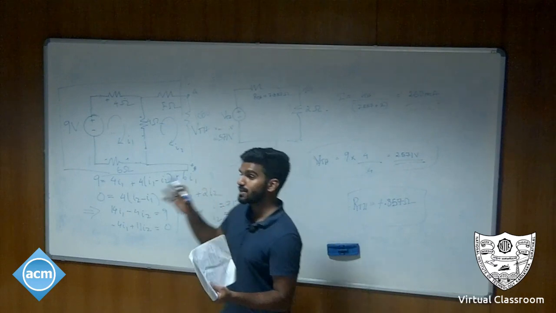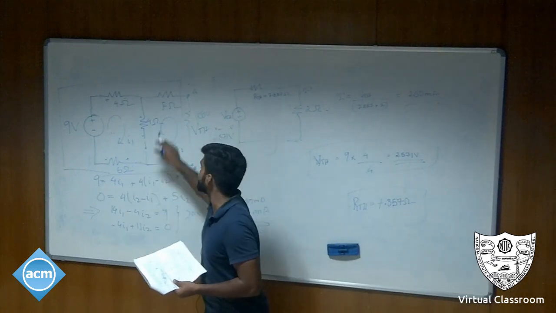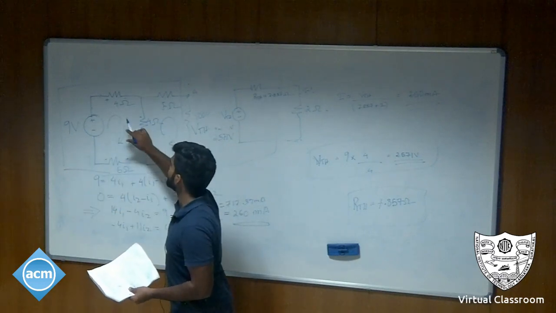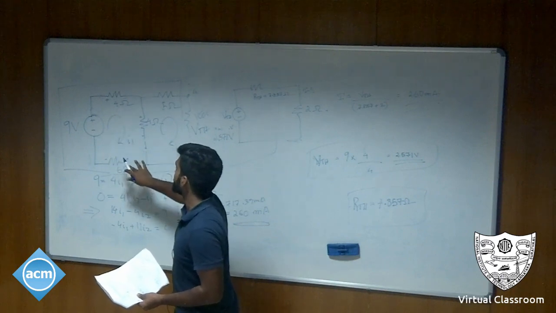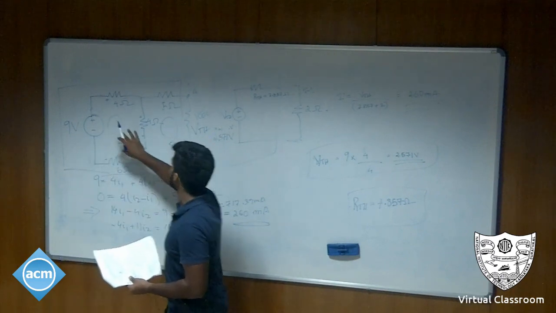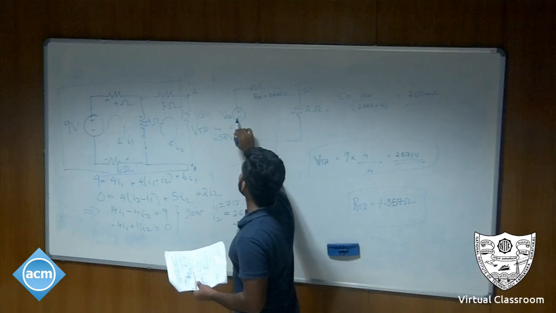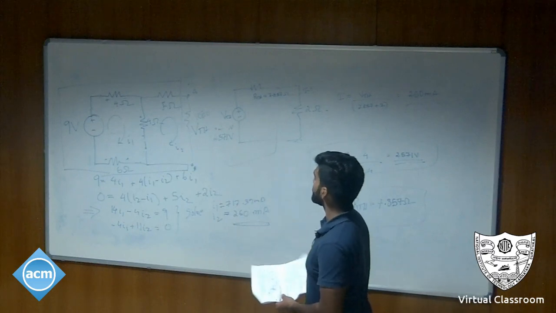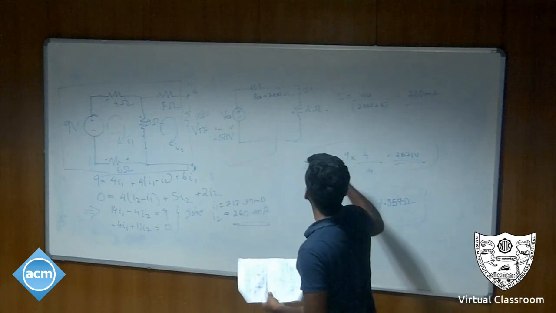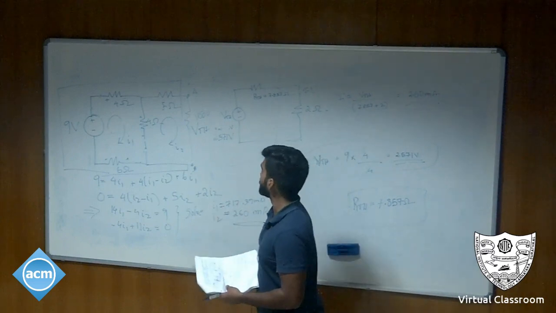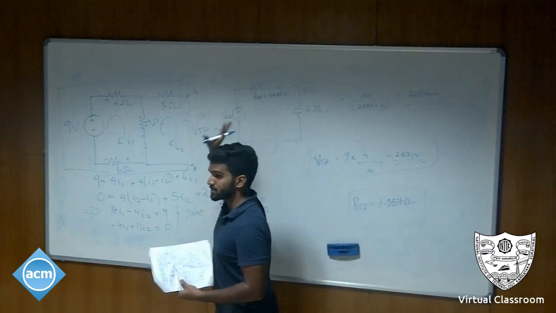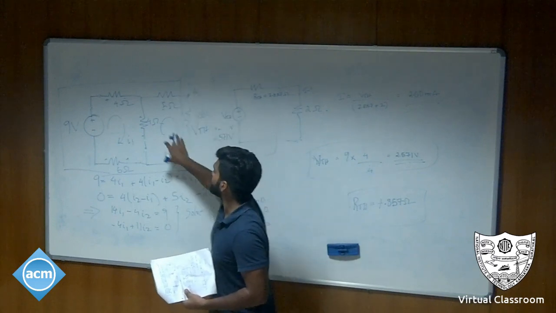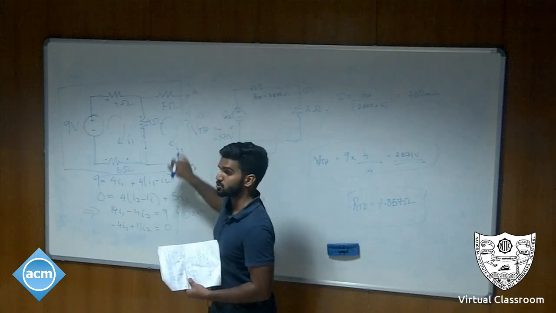Then we said that we can represent this entire circuit inside, no matter how complex it is, as long as it just consists of passive elements and an independent source, by just a voltage source and a resistor. So how do we do that? First, we start with V_TH. For V_TH, you remove the resistor, make it an open circuit here, and then find the voltage that appears across these two points.